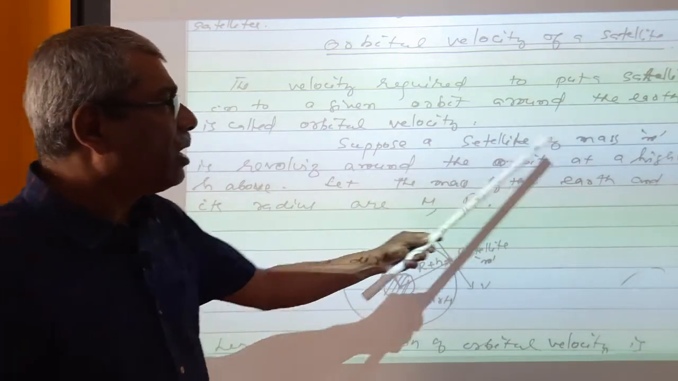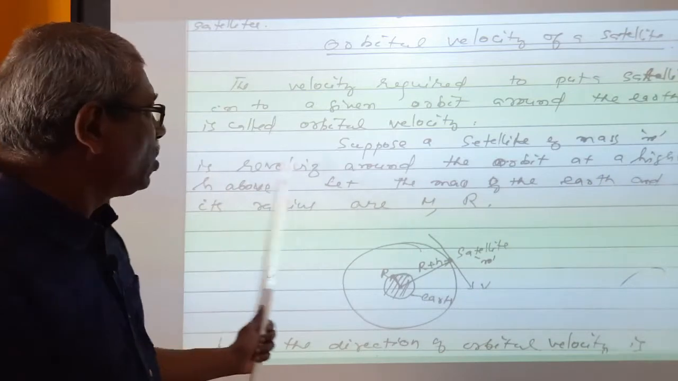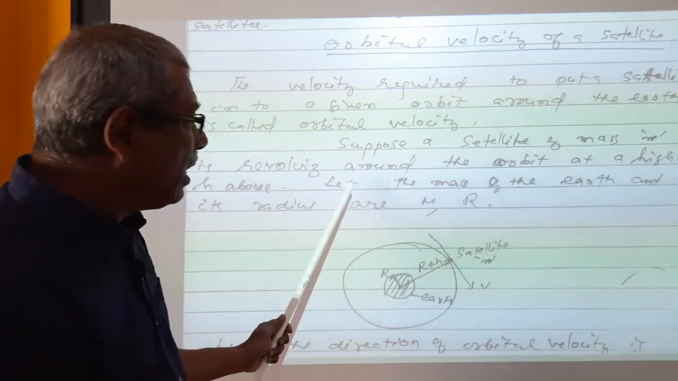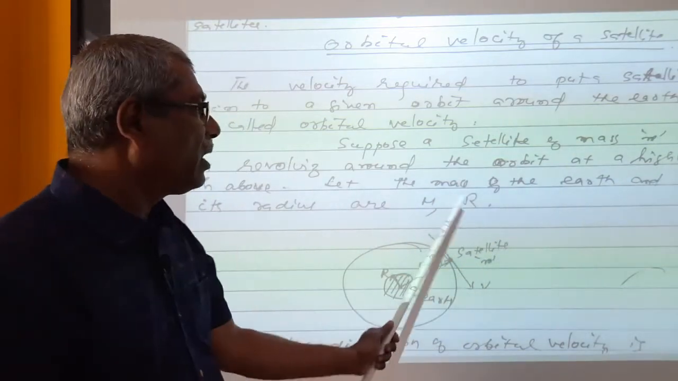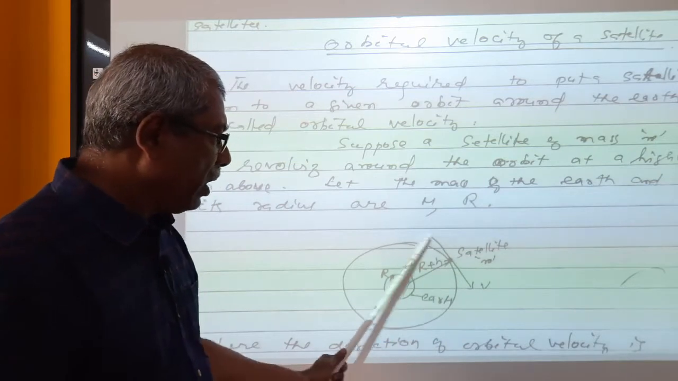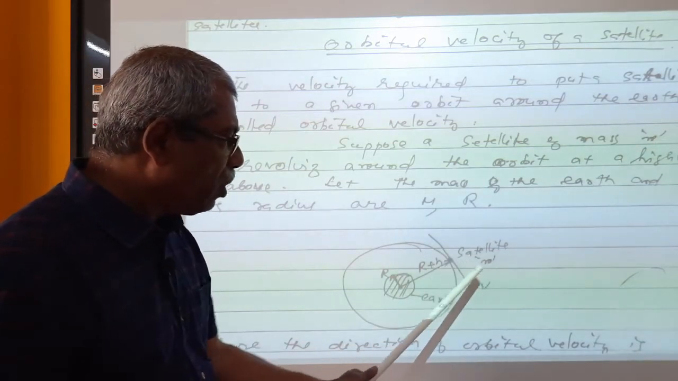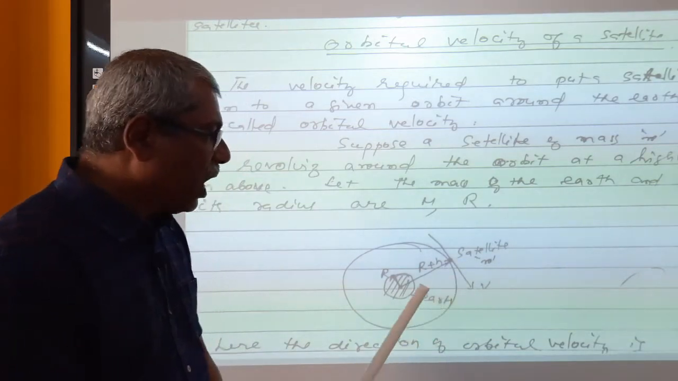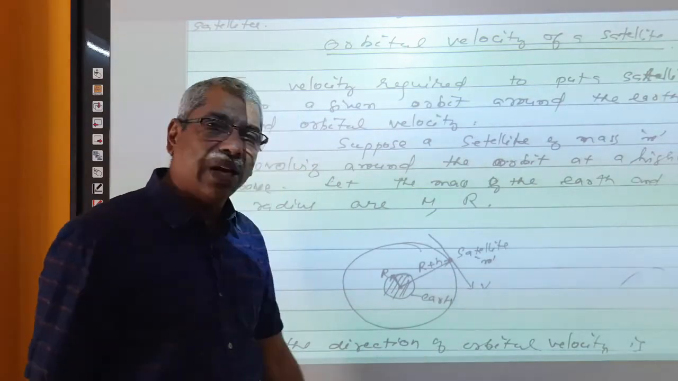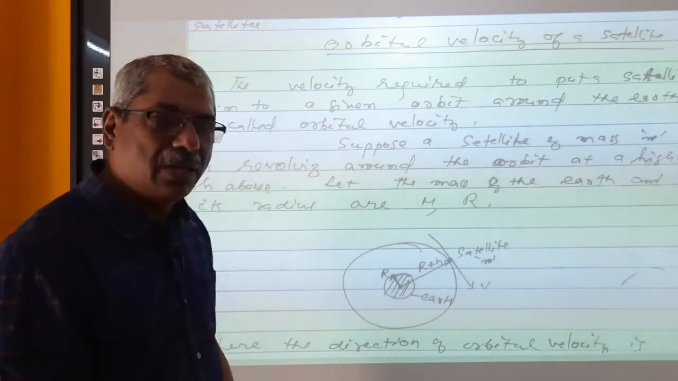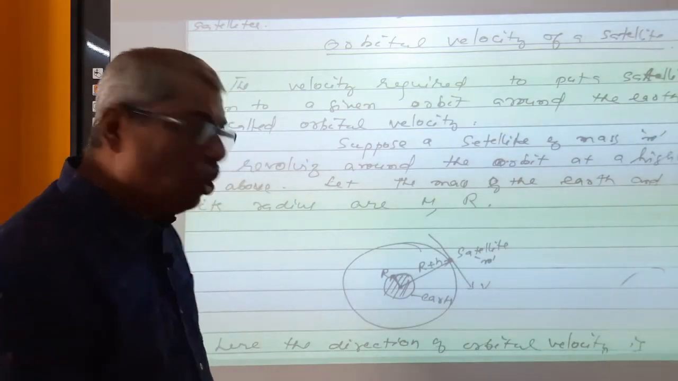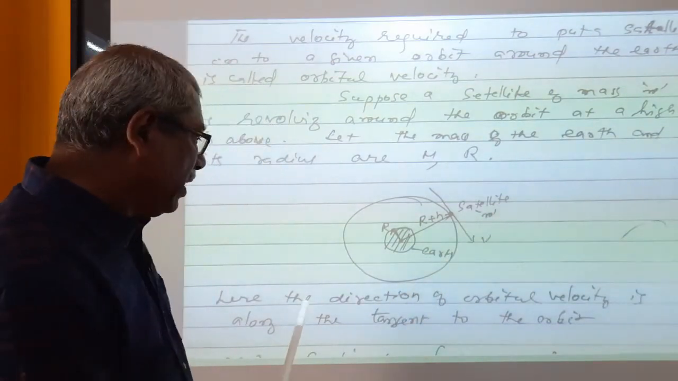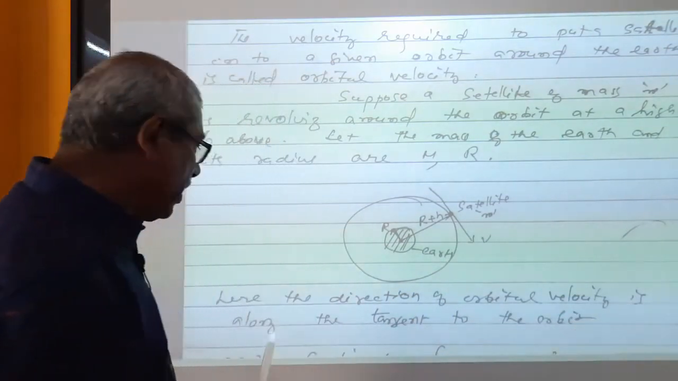Suppose a satellite of mass small m is revolving around the earth in an orbit at a height h above the surface of the earth. Let the mass of the earth and its radius be capital M and capital R. This is the earth, and around the earth a satellite of mass small m is rotating like this with a velocity v. Actually we have to write v_o here, right? I forgot to write v_o here. Most of the time when I write notes I make silly mistakes. Please understand me, and don't take it otherwise that sir made a mistake, that is why I am mentioning it. You will write v_o, right? Here the direction of orbital velocity is along the tangent.